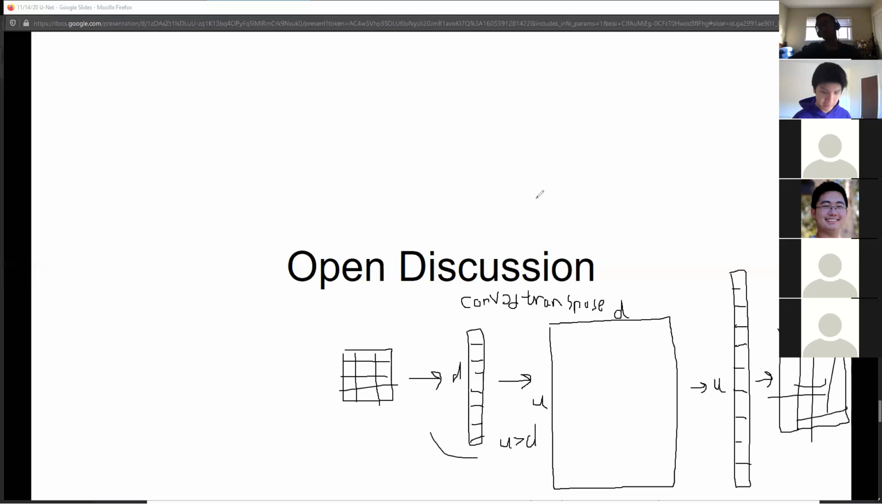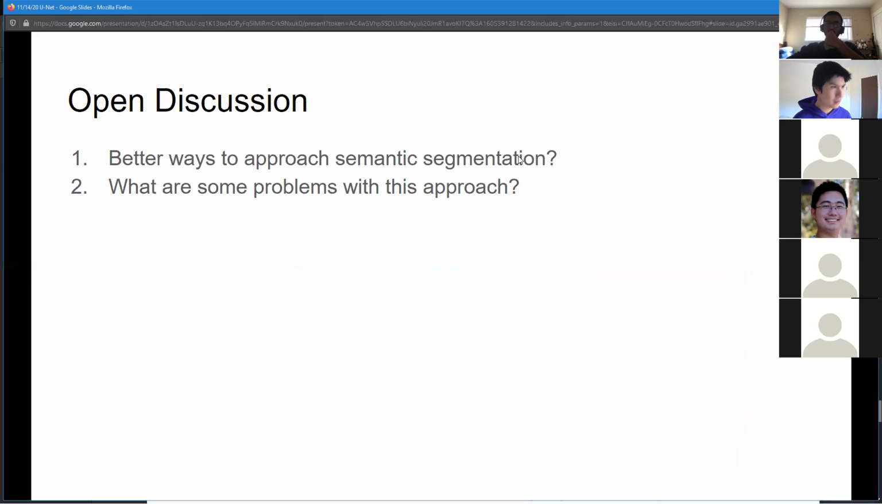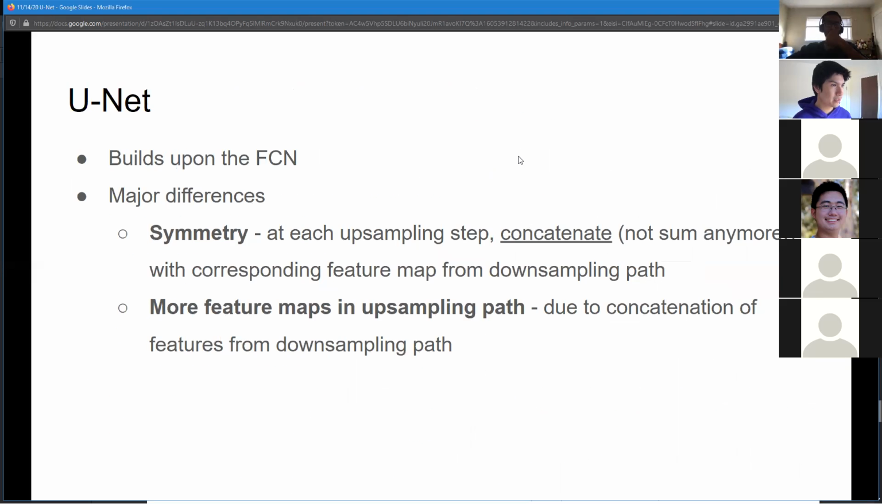So I think, let's see, I can't remember if we emphasized this. Let me remove these annotations here. Let's go back to the image of the UNet.